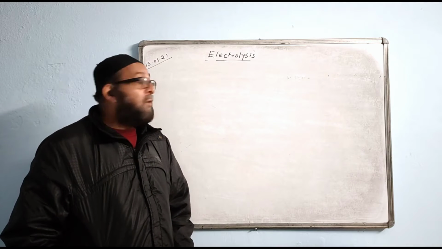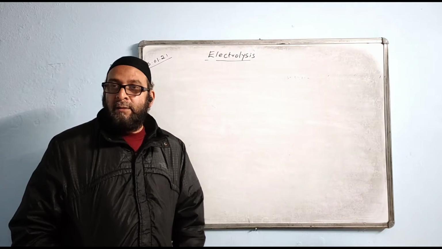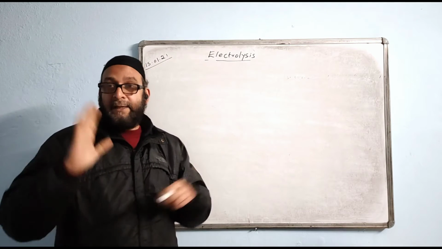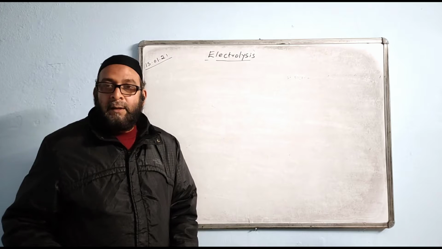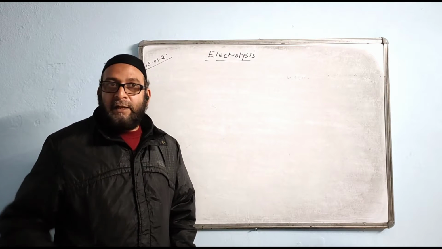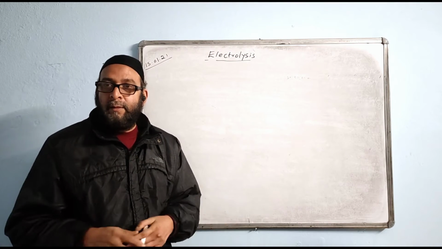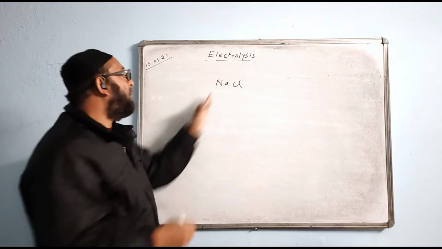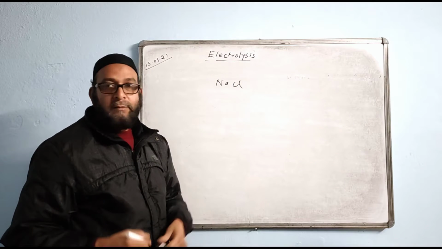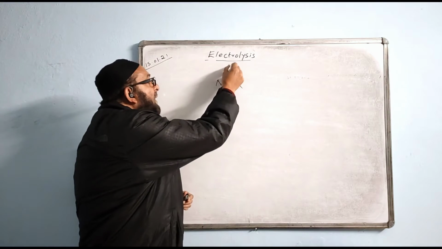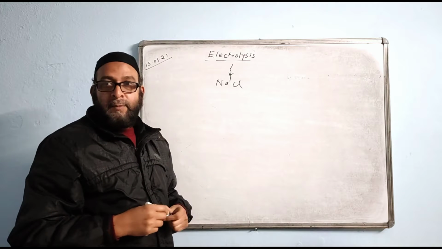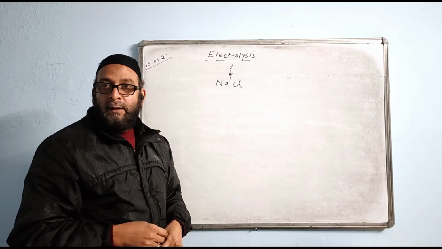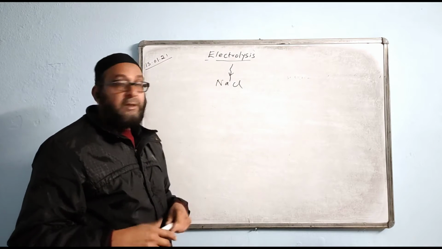Okay, first question: what is electrolysis? Electrolysis is the combination of two words. Electro means electricity, that is current, and lysis means analysis. Analysis means breakup. Suppose we have a compound NaCl and I want to break it up. I want to separate Na and I want to separate Cl. For that I have to pass current. When we pass current, you find that Na breaks and Cl also breaks. So the process is called electrolysis.